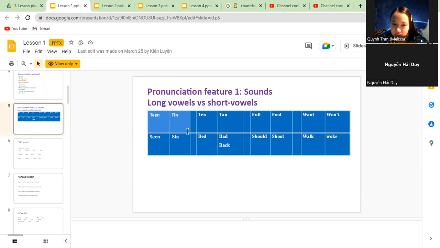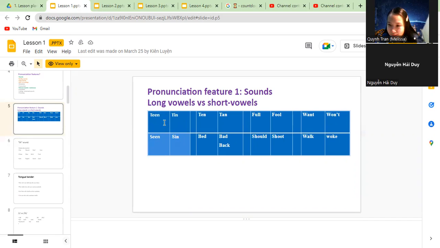Teen. How about this? Scene. So can you tell me the difference between the long vowel sound and short vowel sound? I can't explain about that difference. Okay, so you cannot explain. So how can you know which one is long vowel sound and which one is short vowel sound?